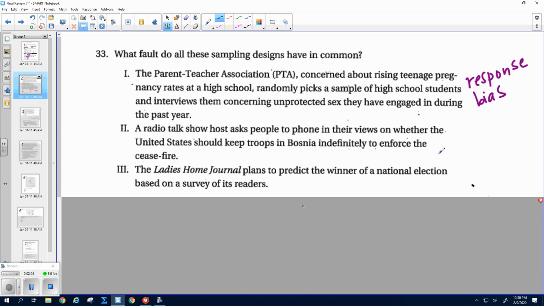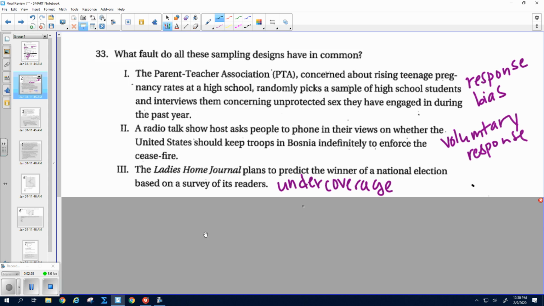This next one, we've got people calling in. So anyone who cares is going to call in. So this is called voluntary response bias. And this last one, I would say, is undercoverage. So they're leaving out anybody who doesn't read their journal.